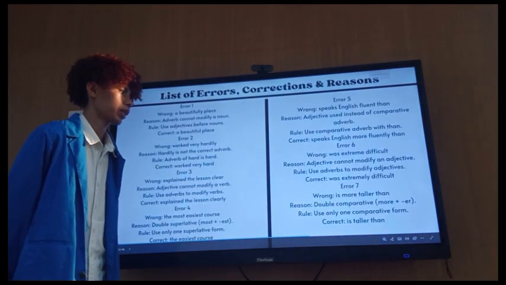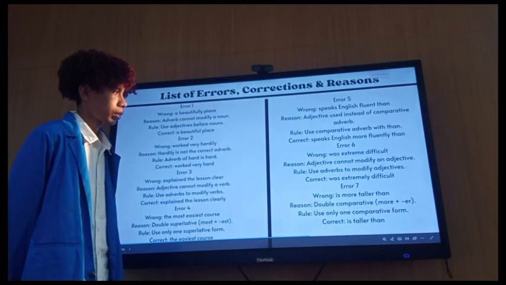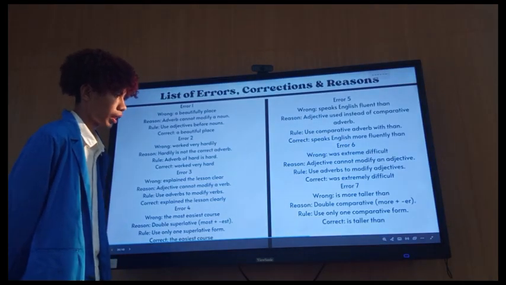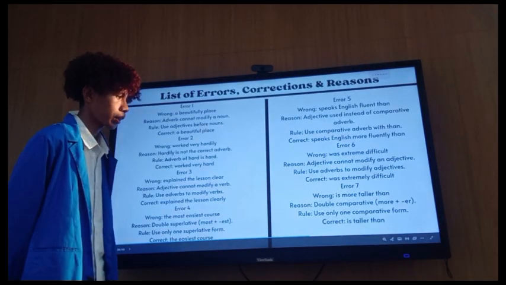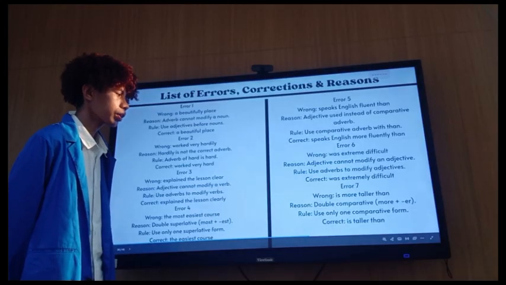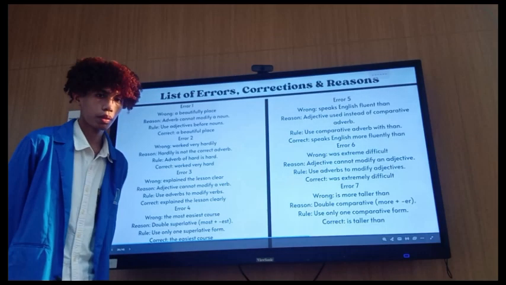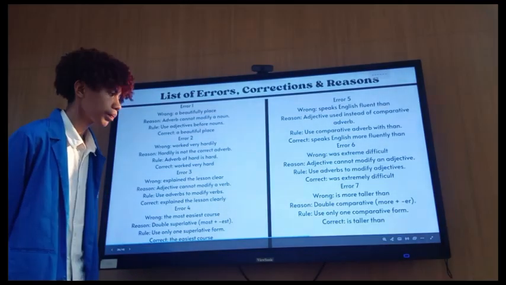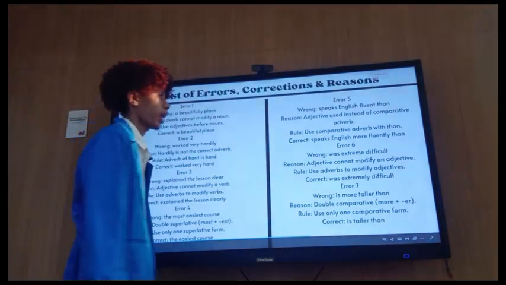Correct: was extremely difficult. Error 7. Wrong: is more taller than. Reason: double comparative, more plus er. Rule: use only one comparative form. Correct: is taller than. Next.